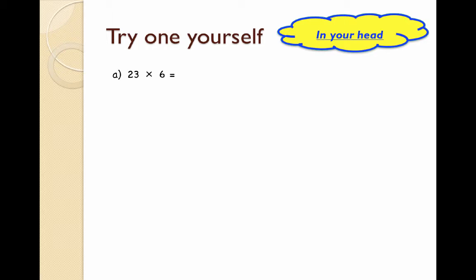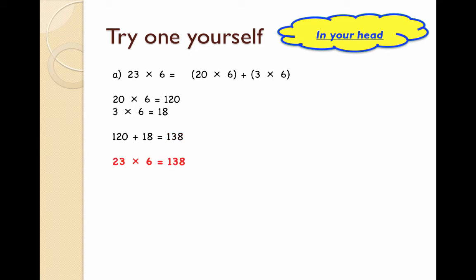Here we go. 23 times 6. That's going to be 20 times 6 and 3 times 6. So 20 times 6, that's 120. 2 times 6 is 12, and I'm going to put a 0 on the end to get my 120. 3 times 6, that's 18. If I add those two numbers together, I get 138, and that's what 23 times 6 is, 138, and I hope that's what you got too.